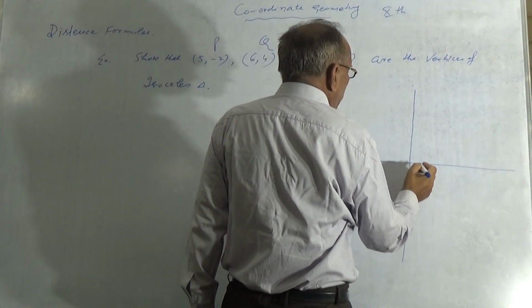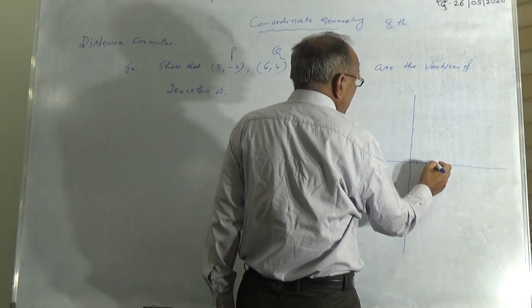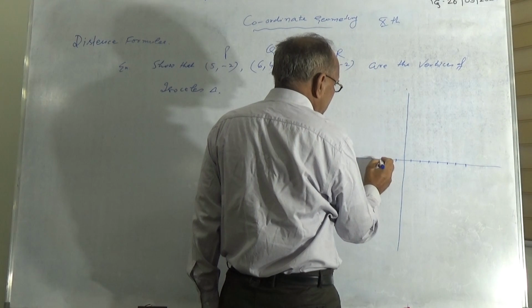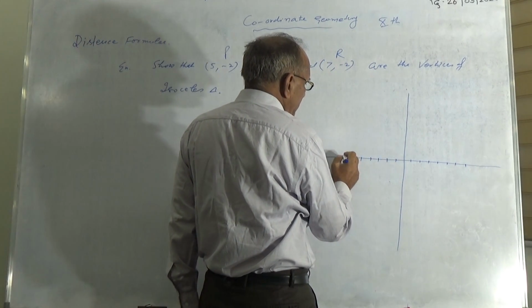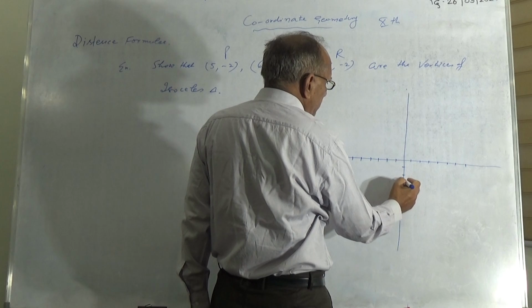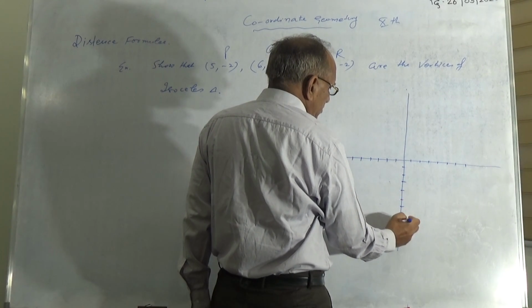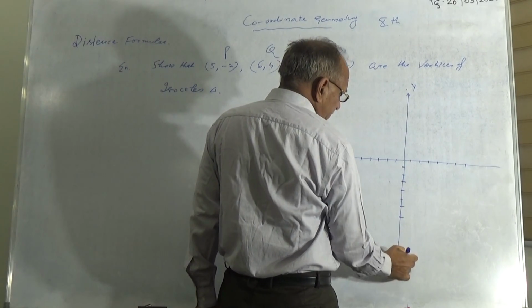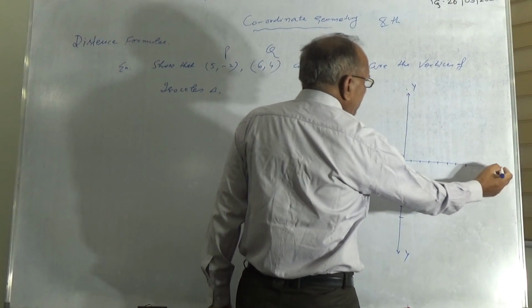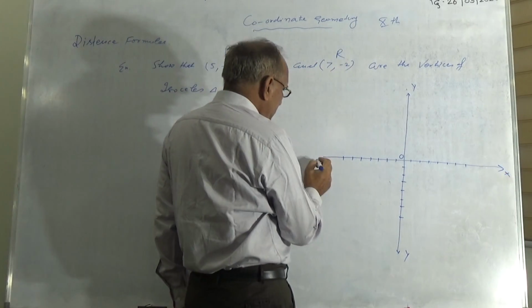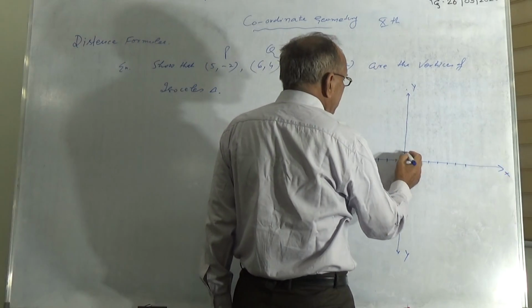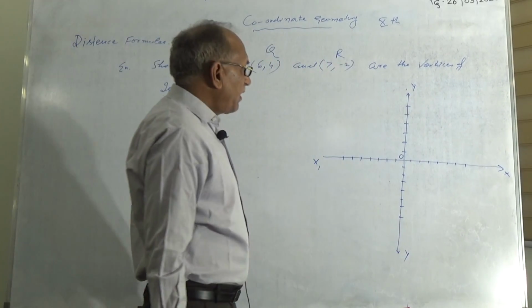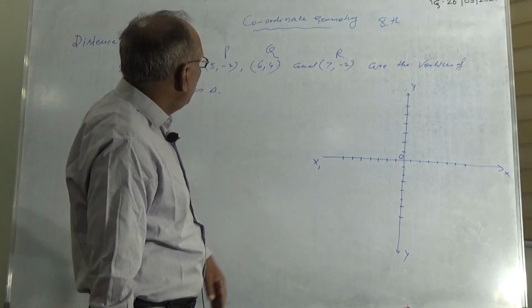Then likewise we draw equal points below. This is y o y dash and this is x o x dash. We draw the points in the Cartesian plane.